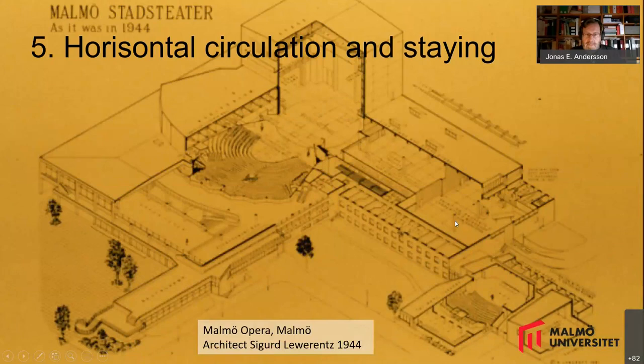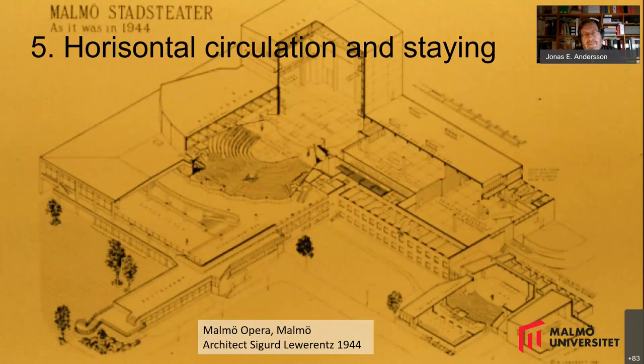Another example of architecture made by Sigurd Lewerentz is the Malmö Opera. And Sigurd Lewerentz was an architect that participated in quite many architectural competitions. So after participating in the competition for the Stockholm Forest Cemetery, he participated in a competition for another cemetery here in Malmö, called the Östra Kyrkogården. And through winning that competition in Malmö, he also started to get commissions from the city council.